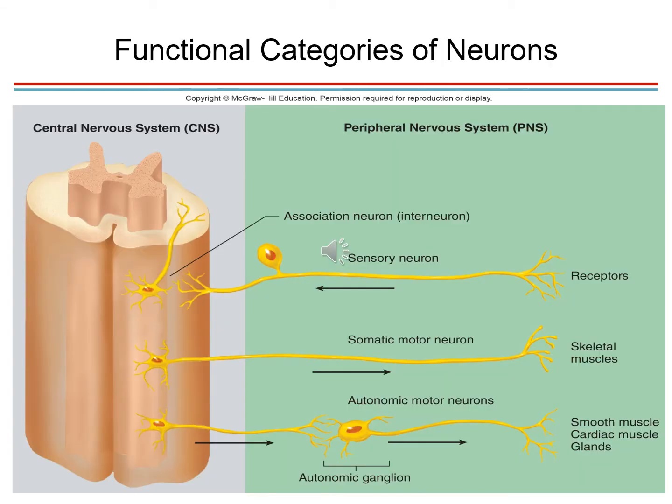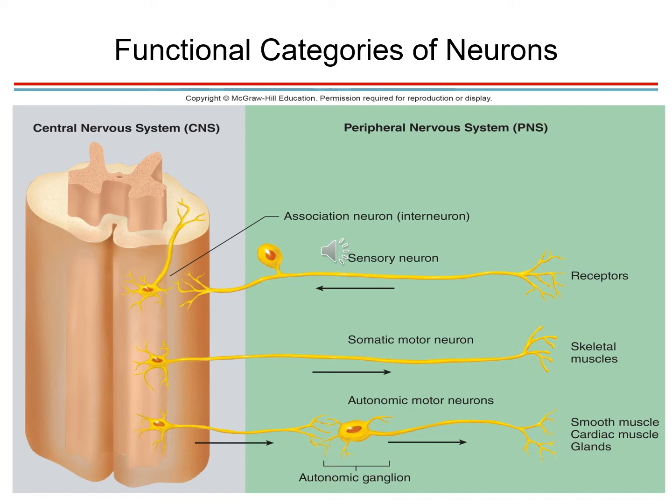This graphic represents exactly the same graphic I presented before. The only thing I want to mention is the sensory neuron is only one neuron. The somatic motor neuron is always one neuron. The autonomic neuron is not one neuron. The autonomic nervous system, either the sympathetic or the parasympathetic, always use two neurons.